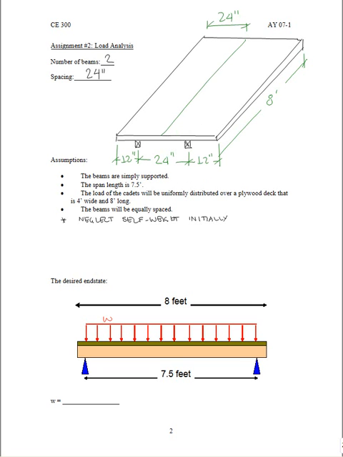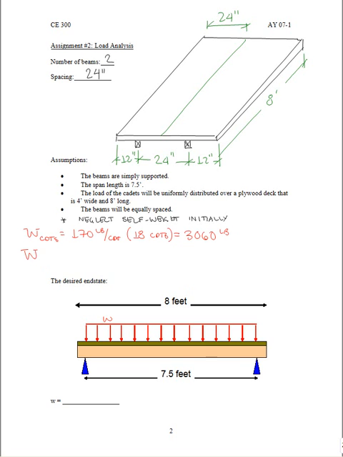Now we're going to initially neglect the self-weight. We'll come back and deal with self-weight in just a while. But let's talk about the other loads that we have on the structure. We have the weight of the cadets, and if we assume 170 pounds per cadet, we've got 18 cadets in a typical CE 300 classroom. That gives us a total of 3,060 pounds on the platform.